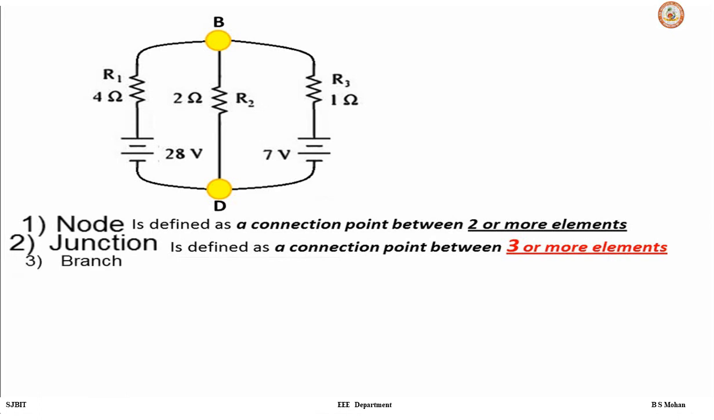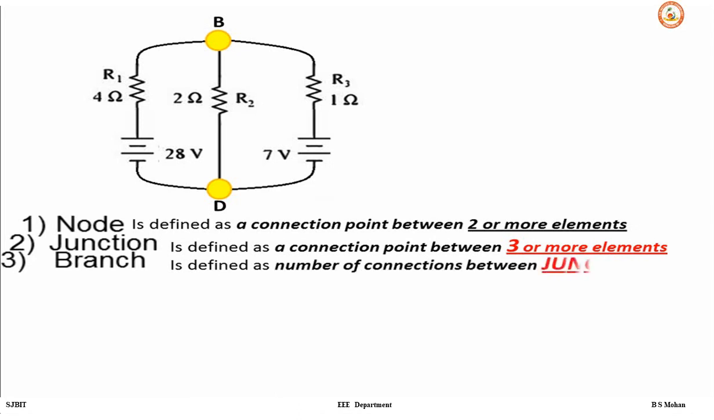Now let us see the third element, branch. What is a branch? A branch is defined as the connections or the paths between junctions. So here we have two junctions. Between these two junctions, how many paths or connections can one observe, between B and D? One can observe that we have three paths, right? So we have named the currents I1, I2 and I3.